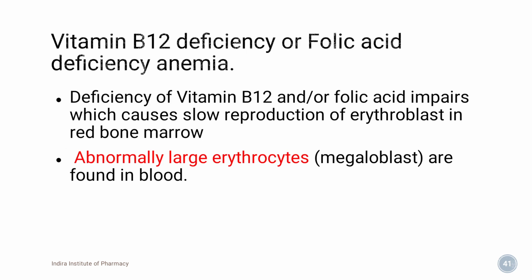Next we have vitamin B12 deficiency or folic acid deficiency anemia, which is also called megaloblastic anemia. In this case, deficiency of vitamin B12 or folic acid impairs, which causes low reproduction of erythroblasts in the red bone marrow.